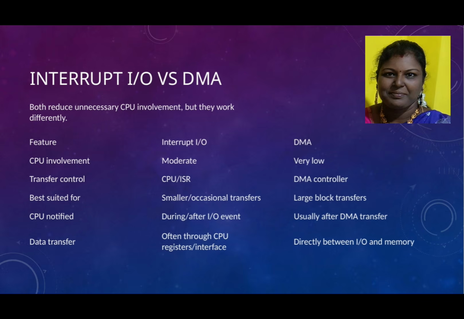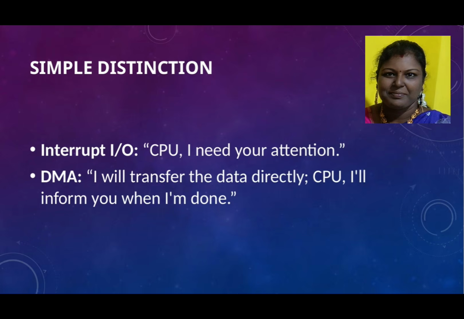To wrap up, let's remember the simple distinction between interrupt I/O and DMA. With interrupt I/O, the CPU gets a direct call for attention. With DMA, the data moves on its own, and the CPU only hears back when the job's finished. It's a small difference, but a powerful one.